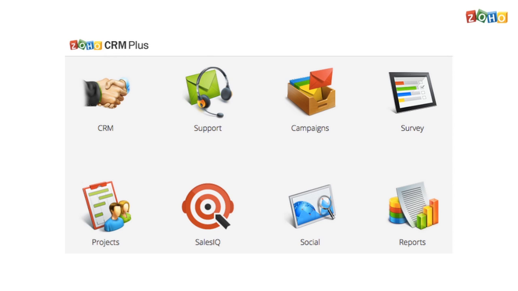So with the CRM Plus edition, you're really getting 8 products in one. You're getting Zoho CRM, Support, Campaigns, Zoho Survey, Zoho Projects, Sales IQ, which includes the visitor tracking feature, Zoho Social, and Zoho Reports. Again, if you have any questions about these products, please contact our sales team.